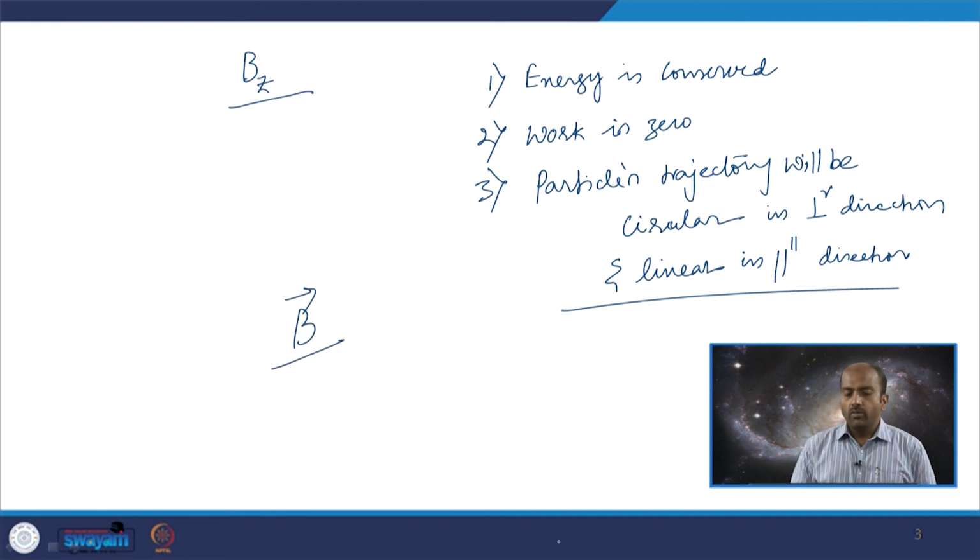In the next lecture, we will see how the particle's motion will be in the presence of an electric and a magnetic field. We have seen how the particle moves only in the presence of an electric field, then how it moves in the presence of only a magnetic field. Now, we will combine these two pictures and see how the particle's motion is influenced by both the electric and magnetic fields. Thank you.